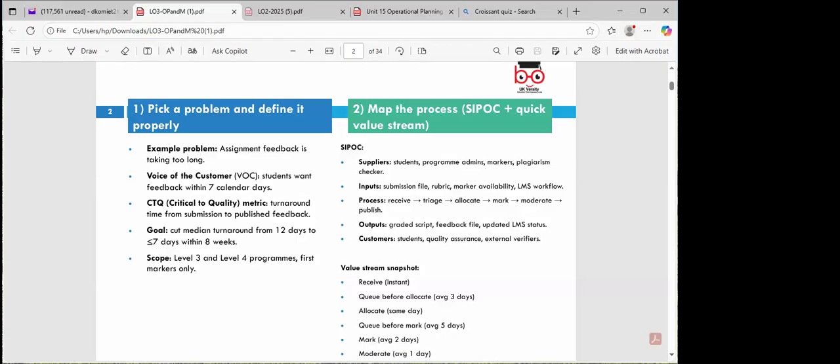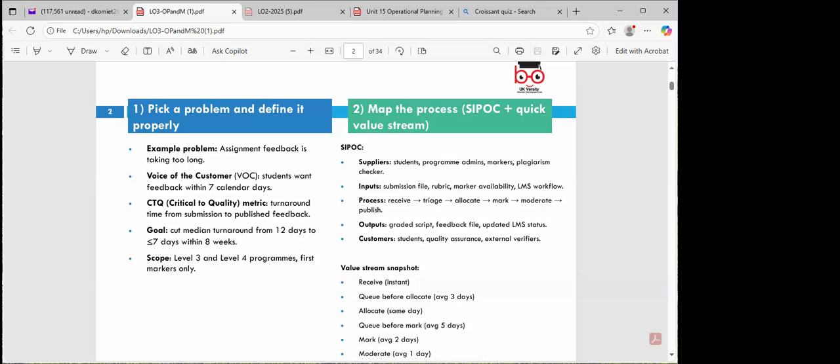Then what will be the goal? The goal is a median turnaround from 12 days to 7 days within 8 weeks. So you have to have a goal because the students want feedback within 7 days. You understand me? So if your feedback was 12 days, which is longer, you have to have a goal where you can work on reducing it to 7 days so that the students will be happy. Okay.